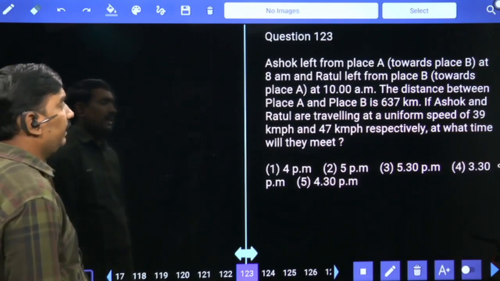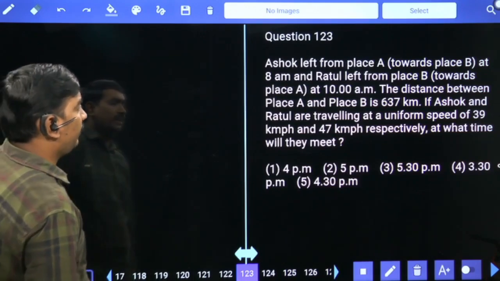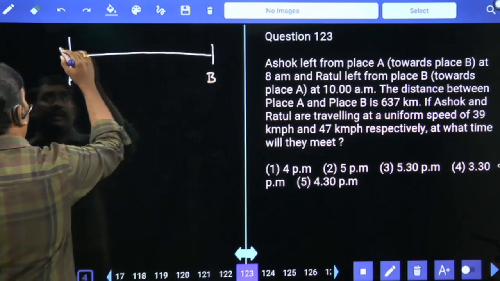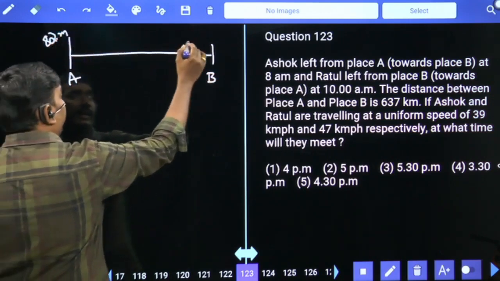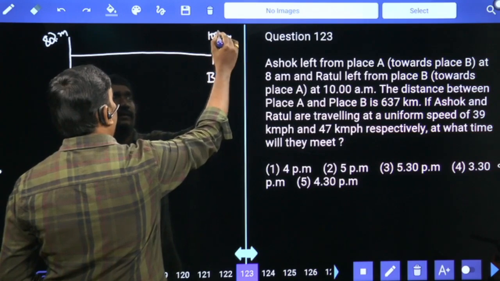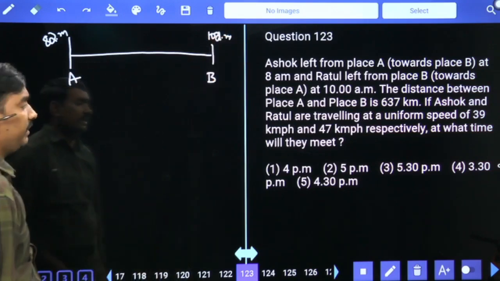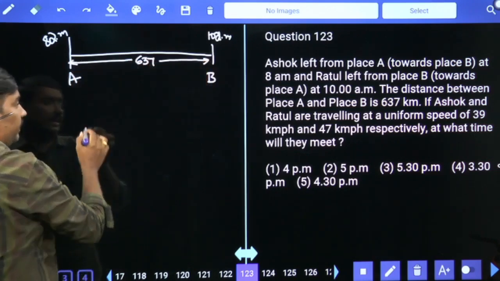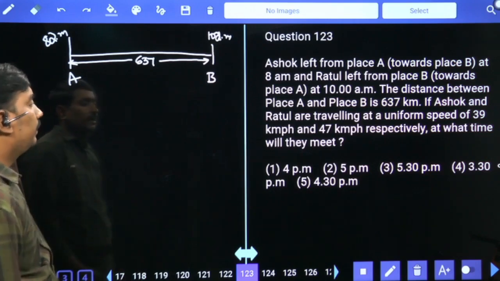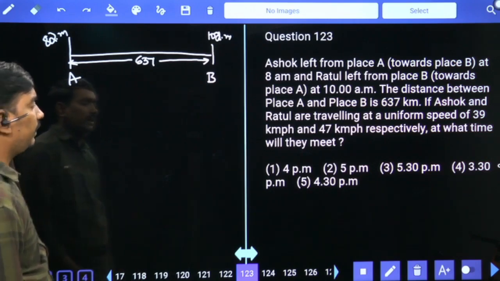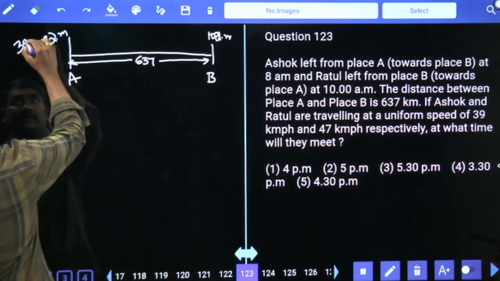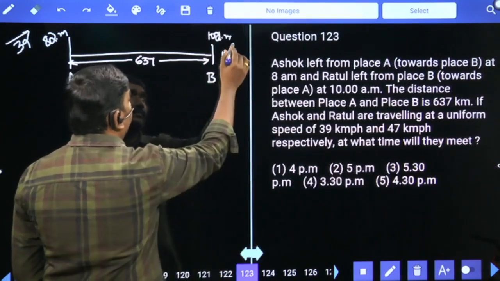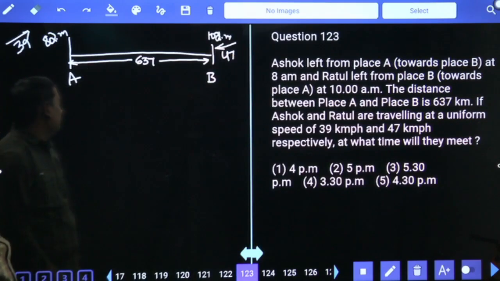Ashok left from place A at 8 am and Rakul left from place B at 10 am. After 2 hours, at 10 am, he left. The distance between place A and B is given as 637 kilometers. If Ashok and Rakul are traveling at speeds of 39 kmph and 47 kmph, at what time will they meet?